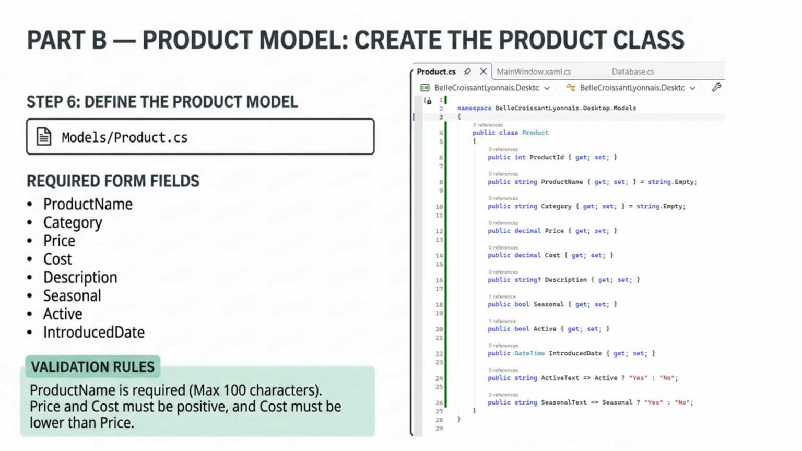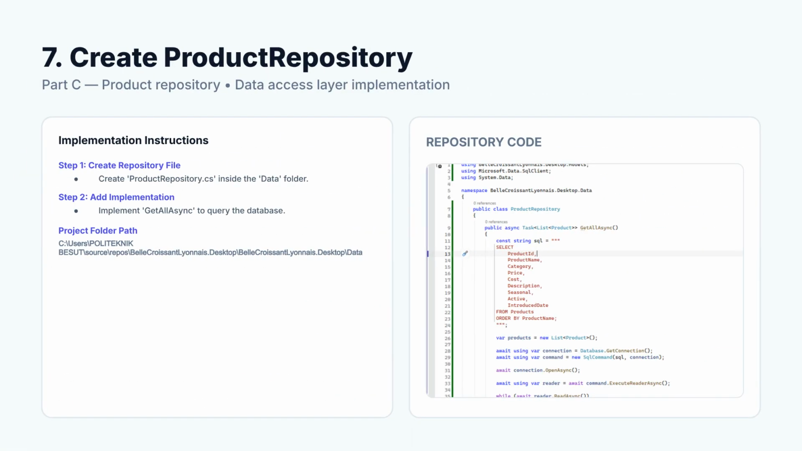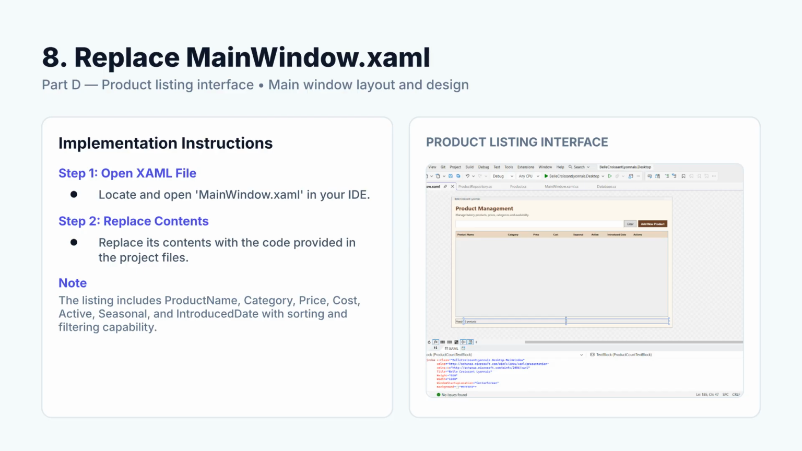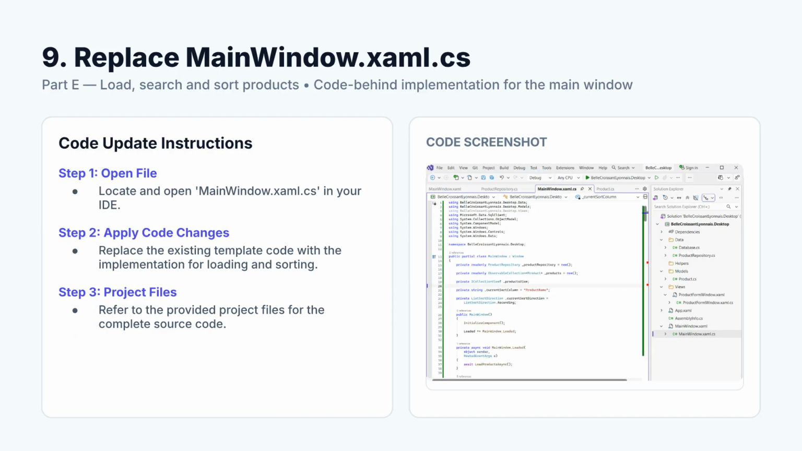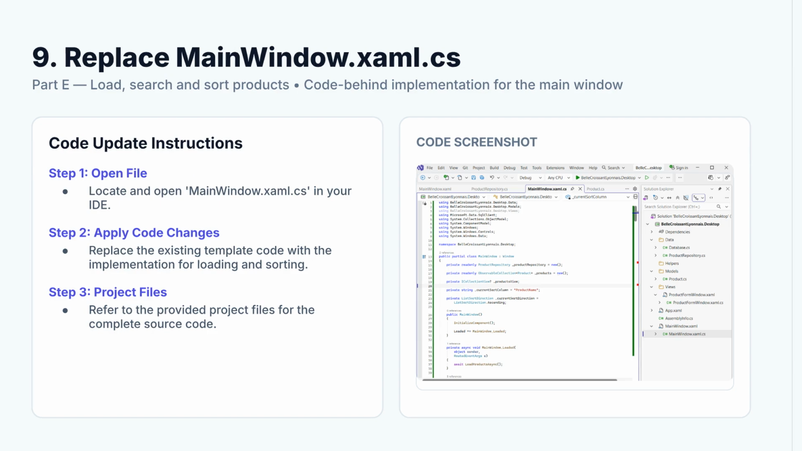Moving on to part B, we will create our product model. Create a product.cs file in the Models folder. Define your product class with the required fields like product name, category, price, and others, ensuring you include the specified validation rules. Next, let's create the product repository in the Data folder. This will handle the data access logic. Implement the getAllAsync method within the repository to fetch data from your database, following the provided instructions.